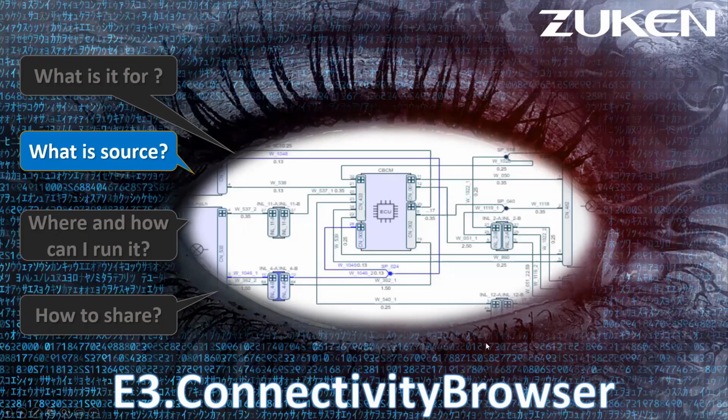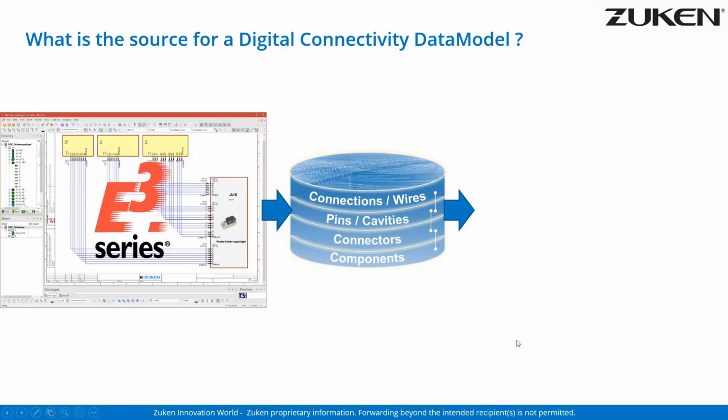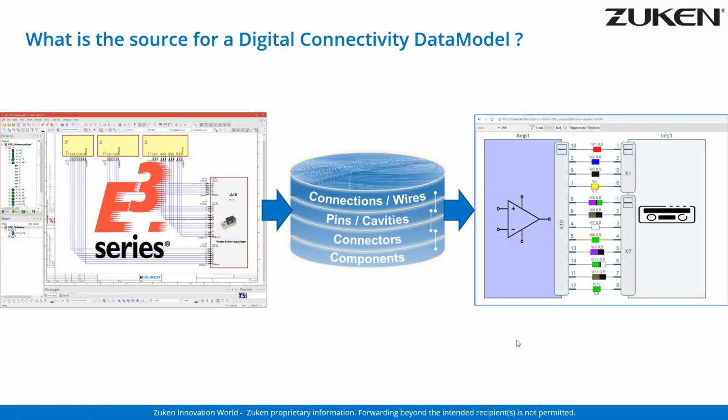Coming to the data source, the most important data source for this process, of course, is the E3 series schematics. There we define all this connectivity information, including the attributes, exporting a digital data model, and this can be used then, for example, in the service field application to visualize, based on a diagnostic input, that this amplifier is broken.